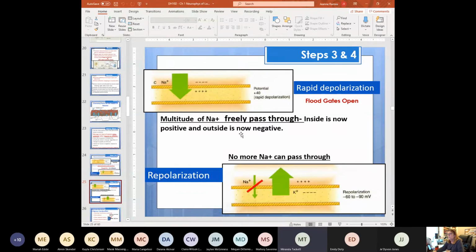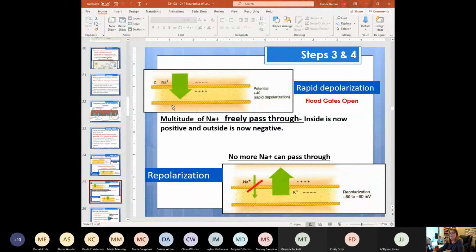So then the floodgates are going to open, then a multitude freely pass through during this rapid depolarization. And now the inside is positive and the outside is negative, because so many positives have come through here that it's negative on the outside and now positive on the inside. So it's just reversed. The voltage across here has just reversed itself.